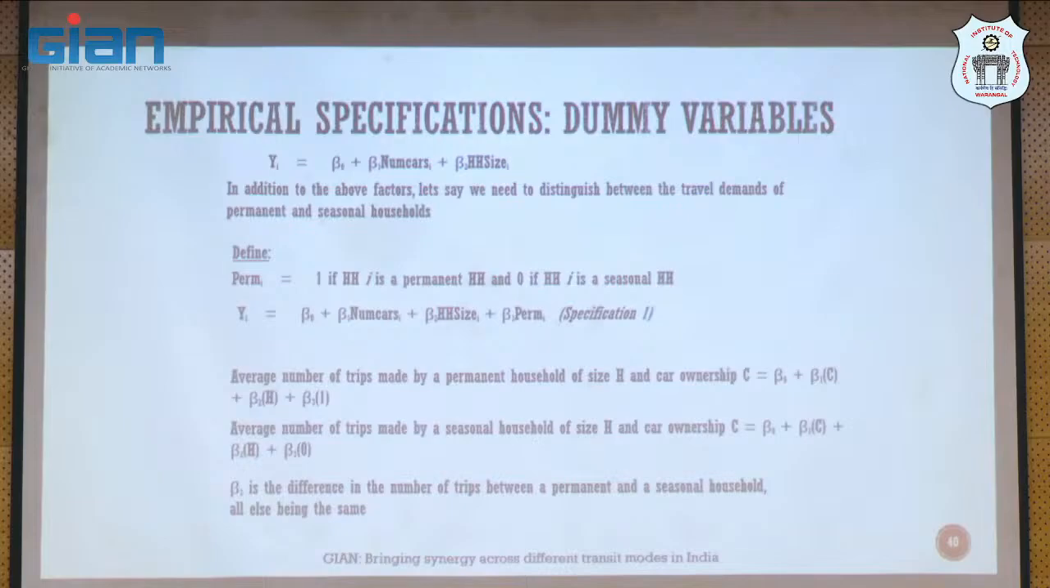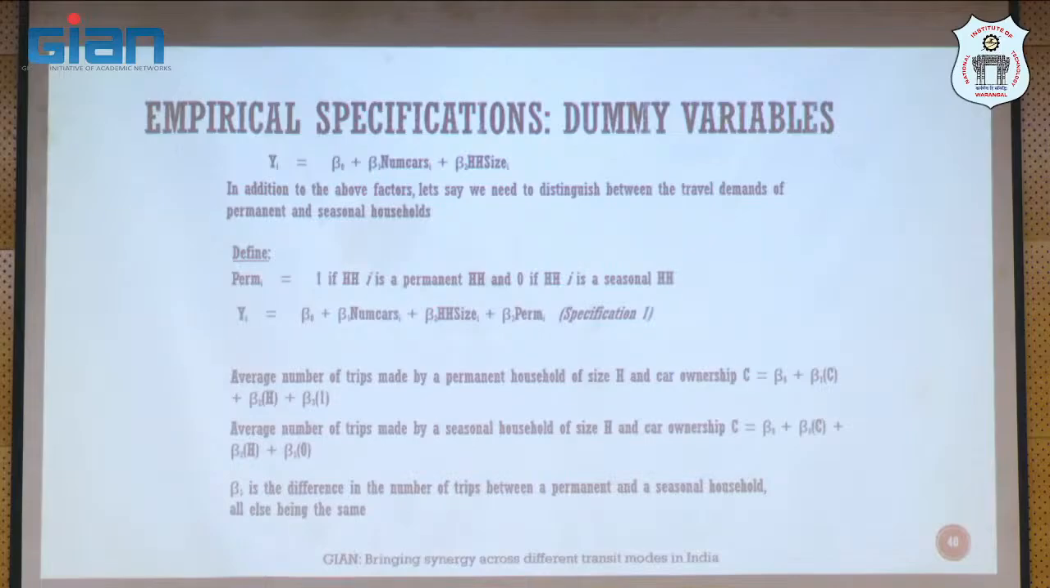So if permanent increases the number of trips they make by 0.5, what should seasonal do? Reduce the number of trips by the same number, right? So alpha 3 and beta 3 are related. They are just negative of each other.